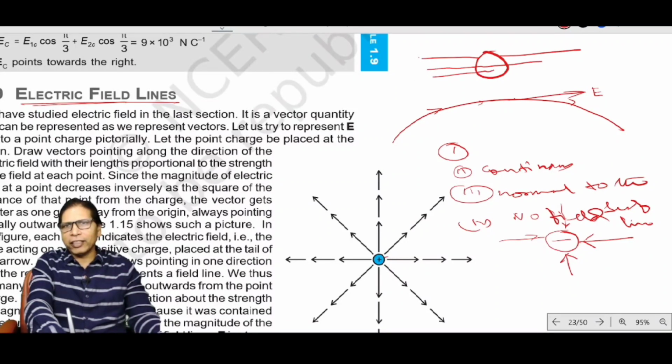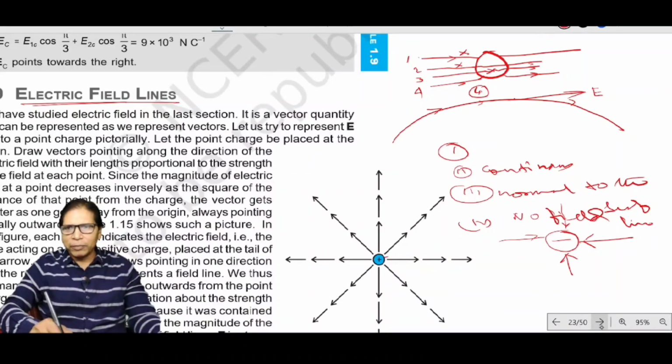Look at this. This is number one, this is number two, this is number three, this is number four. Which one is the electric line of force? This line is not perpendicular to the conductor, so this is not a line of force. This line is within the conductor, so this is not a line of force. This also is not a line of force. Look at this. This is the line of force. It enters normally and leaves normally. So 4 is the electric line of force.